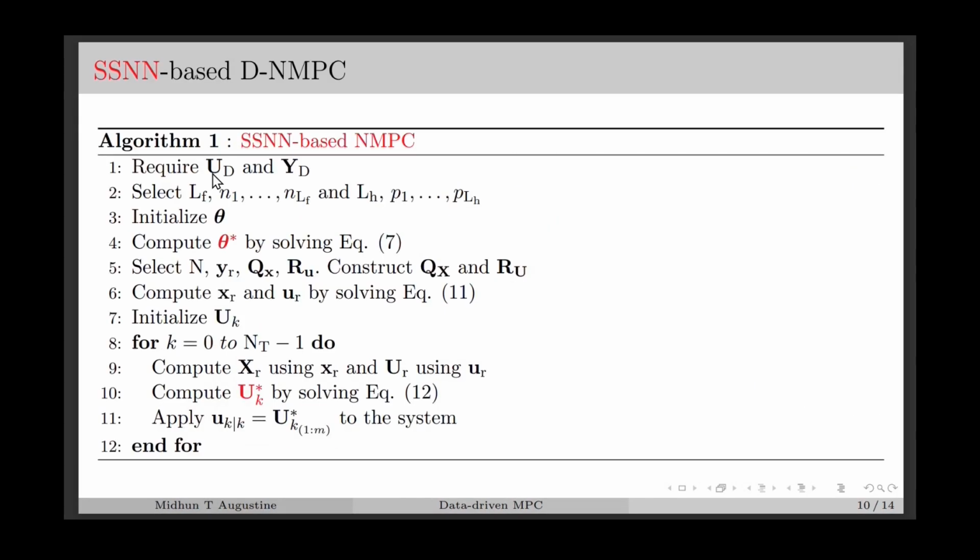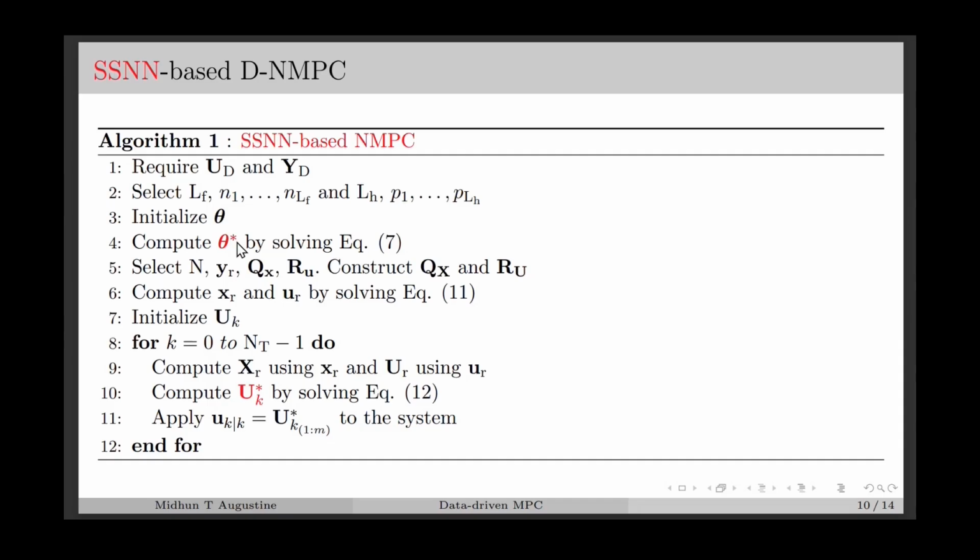Here we summarize the algorithm for SSNN-based NMPC, in which we need the input and output data, capital UD and capital YD. We have to select the parameters for the state and output network, which contain the number of layers and the number of neurons per layer. We first initialize the parameter theta. Then the optimal parameters are computed by solving the SSNN training problem.